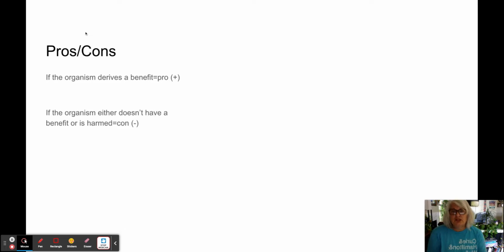So I want you to get in the habit, when I ask you to identify the relationship, start by deciding, does organism A have a benefit or is it harmed? Does organism B have a benefit or is it harmed? We're going to use pluses, minuses, and zeros. The plus indicates a benefit, the negative indicates they're harmed or they die, and the zero indicates there's no benefit or harm, it's neutral.